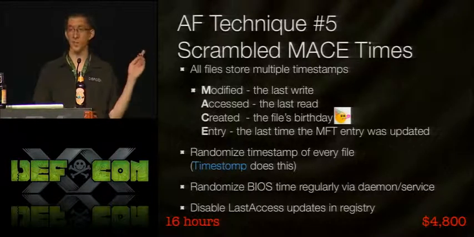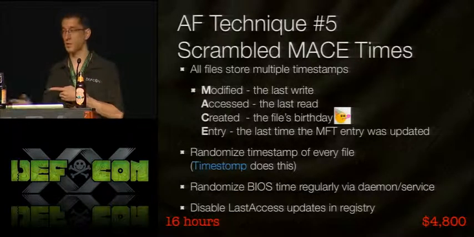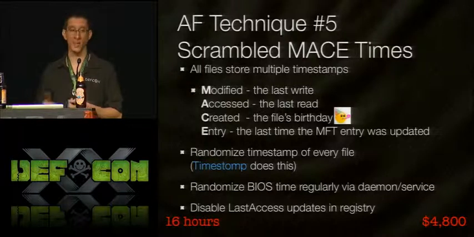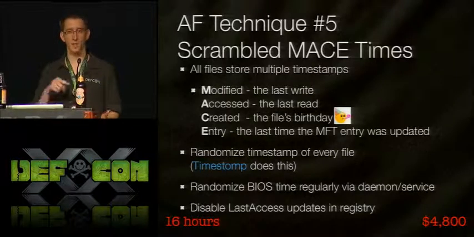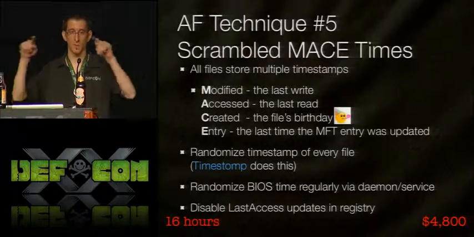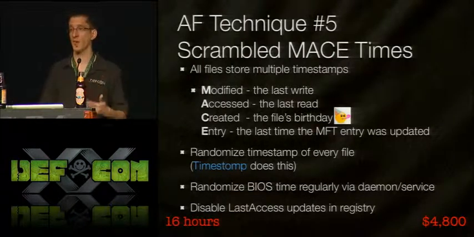You can scrub your entire hard drive of every single file time by modifying every single modified, created, accessed, and entry date so that the histogram will not show anything. The histogram will be essentially uniform because all files will have randomized values.